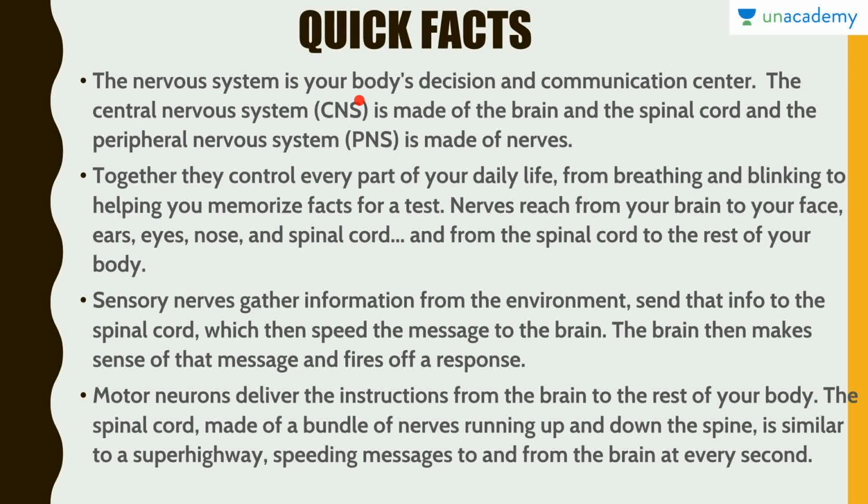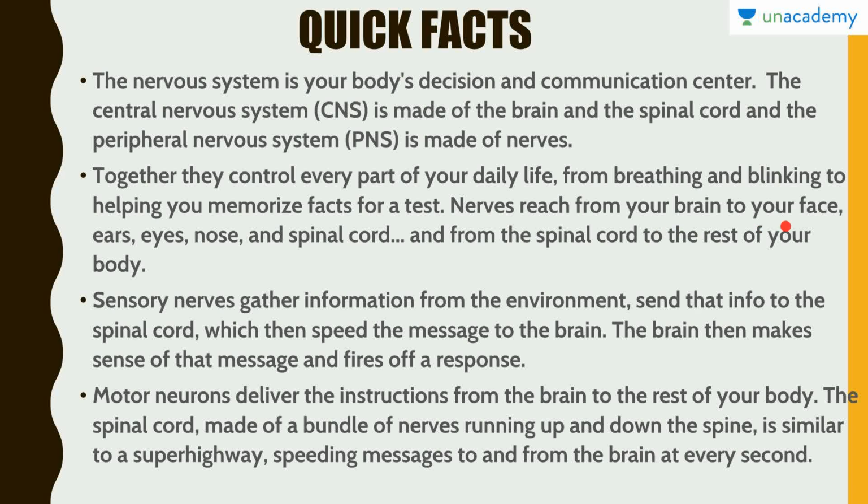The nervous system of the body, the decision and communication center, the CNS or the central nervous system, is made up of the brain and the spinal cord, and the peripheral nervous system, which is made of nerves. So in the next chapter, we're going to be discussing the spinal cord, and then in the subsequent chapters, we'll be discussing the neuron and how the neurons are able to pass messages, the reflex arc, and so on. Together, they control every part of your daily life, from breathing to helping you memorize facts for a test.